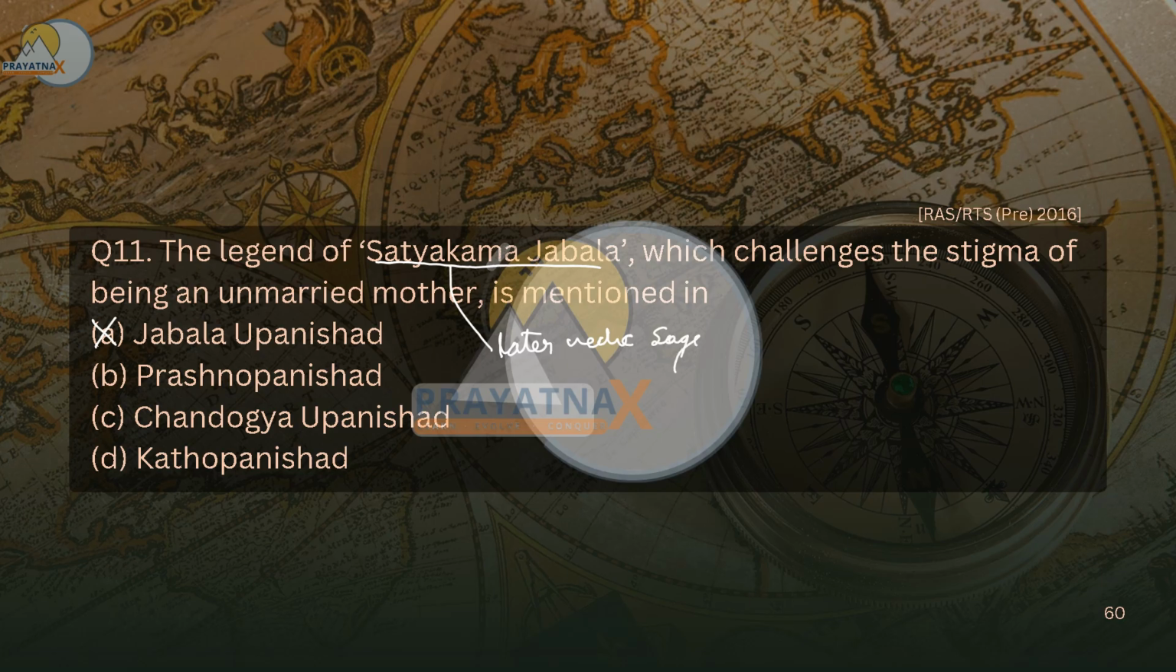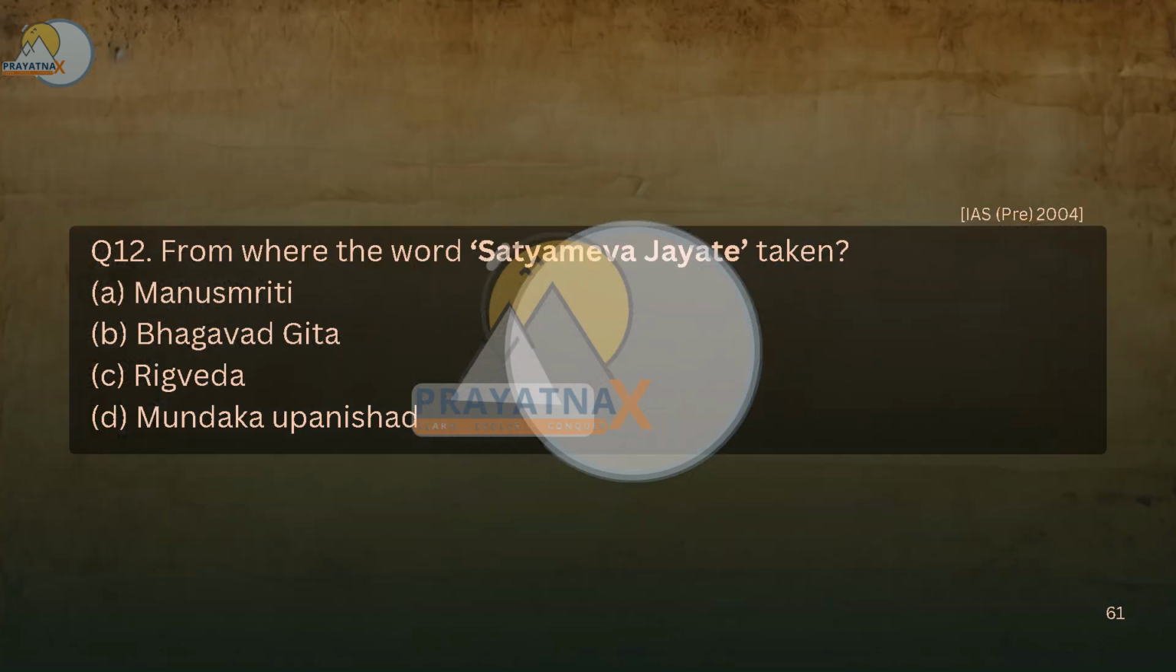So, he appears first in the 4th chapter of Chandogya Upanishad. Now, he was a follower of sage Gautama. So, the correct answer for this would obviously be option C, Chandogya Upanishad. Moving on to the next question.